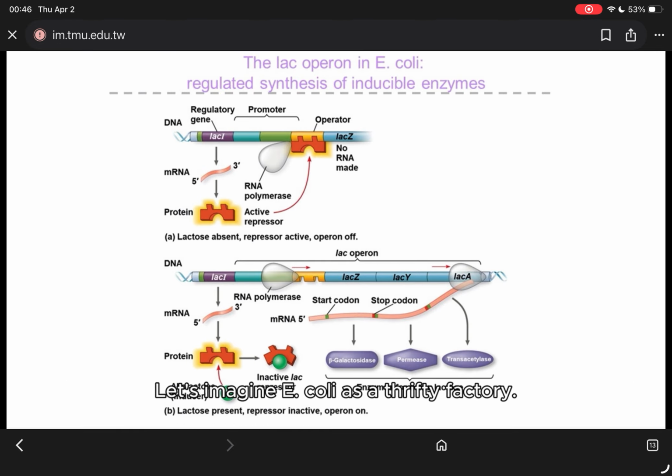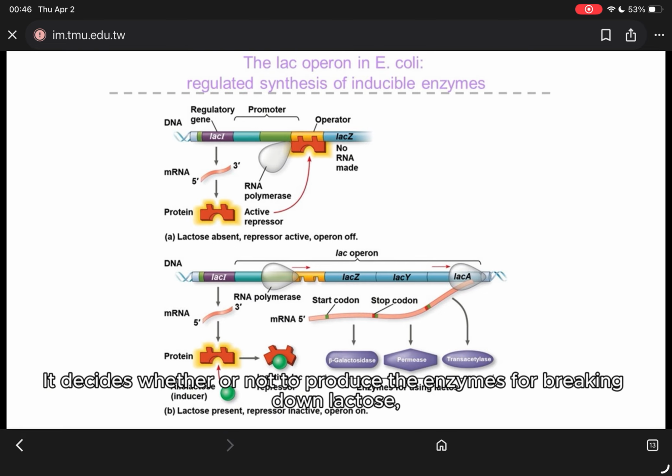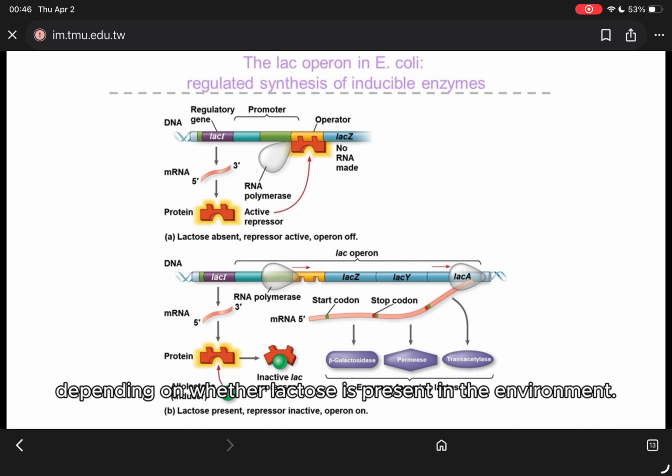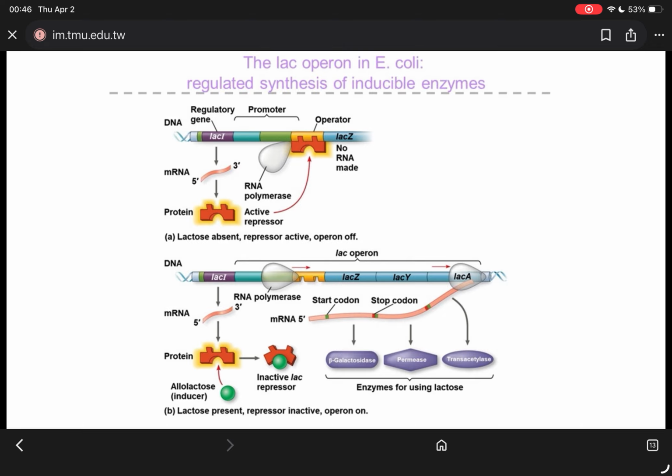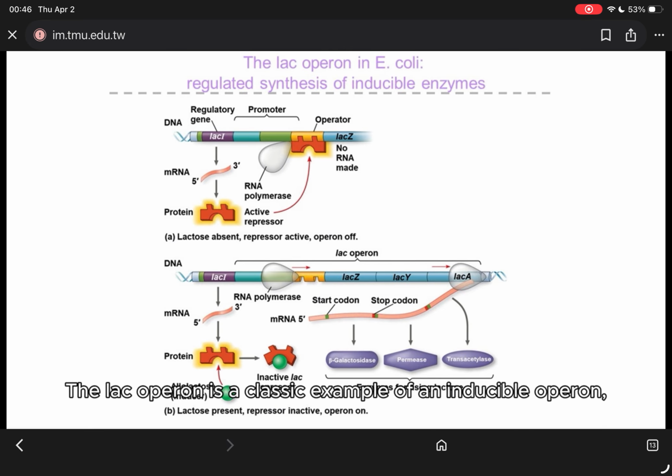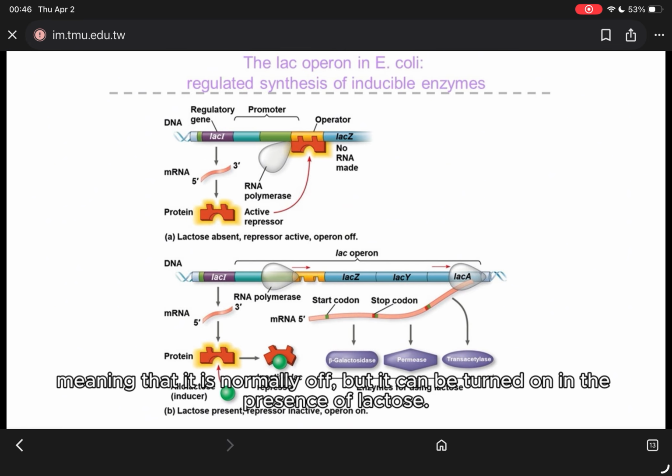Let's imagine E. coli as a thrifty factory. It decides whether or not to produce the enzymes for breaking down lactose, depending on whether lactose is present in the environment. The control center of this process is the lac operon. The lac operon is a classic example of an inducible operon, meaning that it is normally off, but it can be turned on in the presence of lactose.